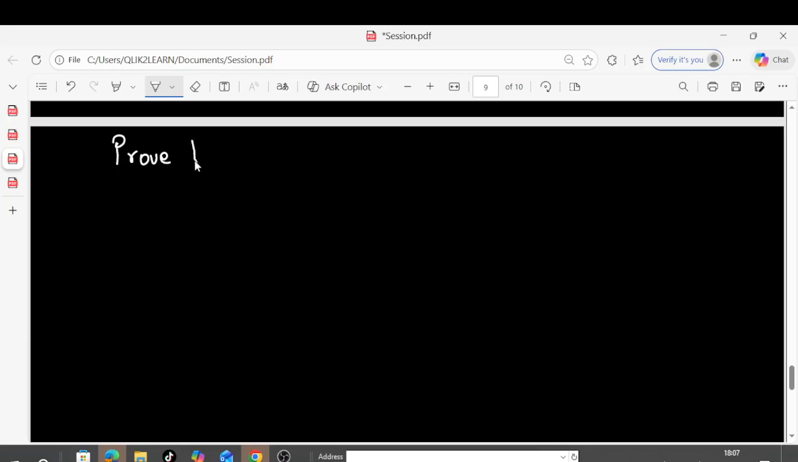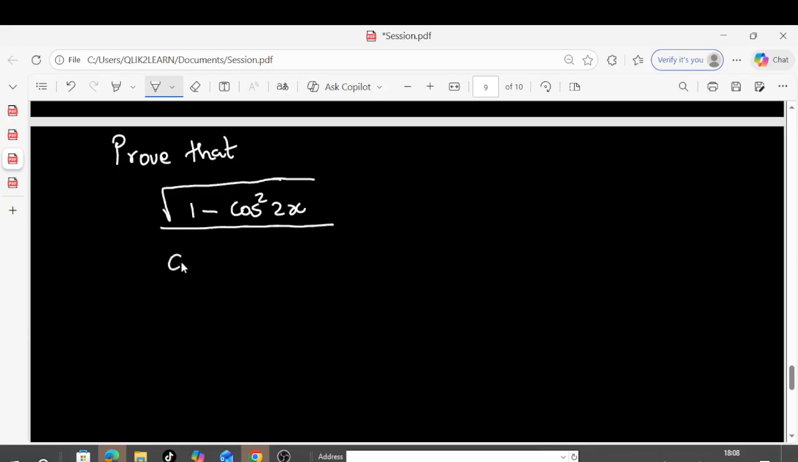Prove that the root of 1 minus cos squared 2x, the root of cos squared 2x over cos(-x) multiplied by cos of 90 degrees plus x. I'm not happy with this one, because I think we did this one in another live, but let's do it again.